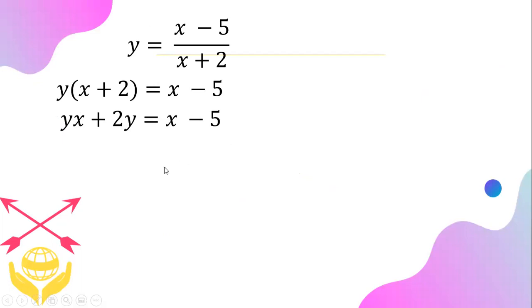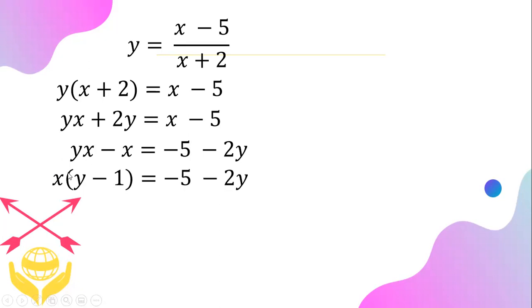Then you combine all the terms with x and put them on the left side. So you will have xy, then minus x equals -5 here. Then we have transposed the positive 2y, making it -2y. And from here, we can factor out x. Since x is common to the two terms, it will be x times y minus 1. If you divide xy by x, we can cancel x, and what is left is y, and dividing x by x is 1. Then the right side will be this one.